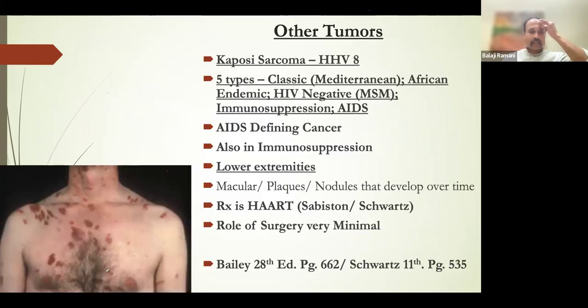Other rarer tumors, this can be a clinical picture. This is your Kaposi sarcoma, the endemic type. So the classical Mediterranean type usually happens in the extremities.